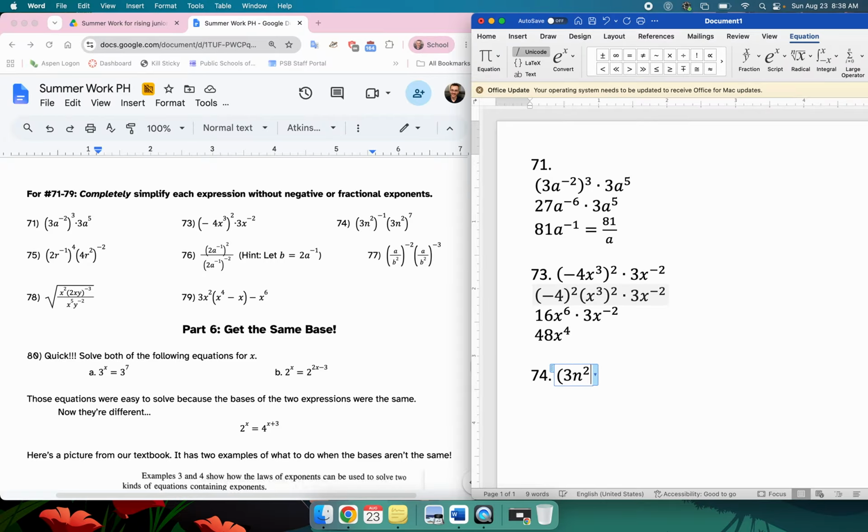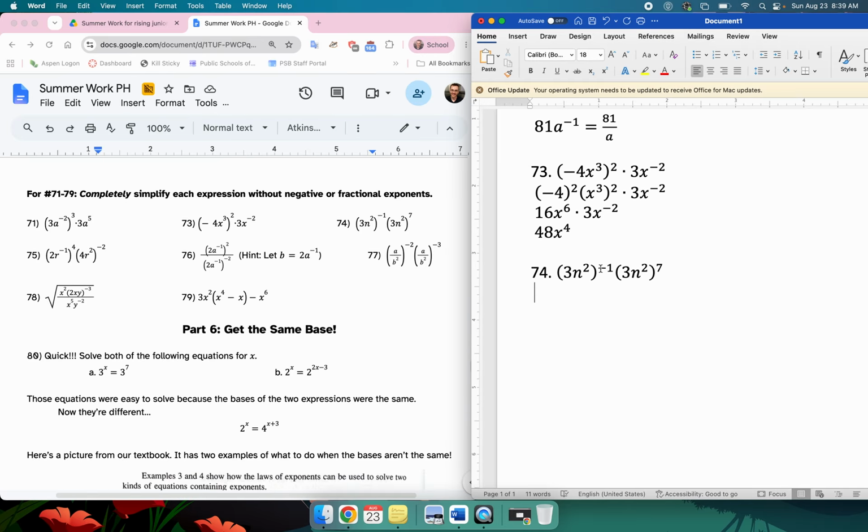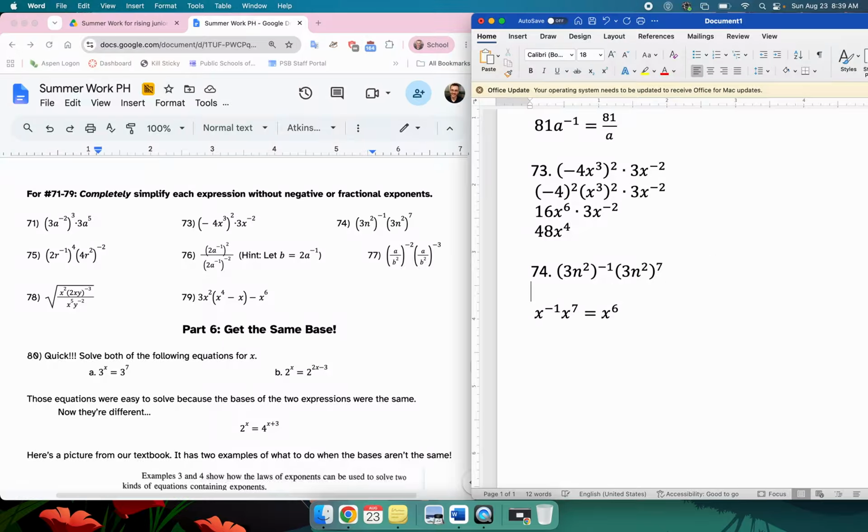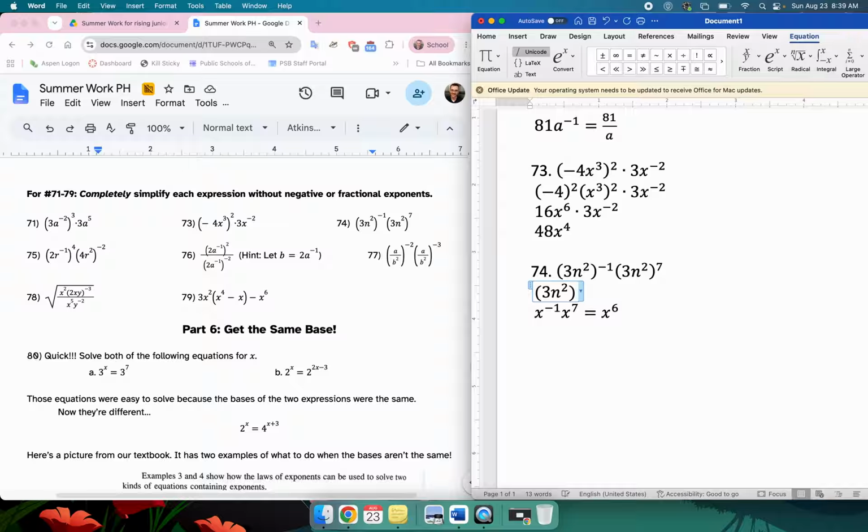74, we have (3n^2)^-1 times (3n^2)^7. There's a couple ways you could do this. You could distribute this negative 1 to these two things here, and then distribute the 7 to these two things here. You can do that, but what I'm noticing is that this guy, 3n squared, is exactly the same thing that appears right here. And you can take advantage of that to make this problem faster, because it's basically like x to the negative 1, x to the 7. I have something to the negative 1, something to the 7. If you had x to the negative 1 times x to the 7, that would be x to the 6th. Well, I don't have x, I have 3n squared, but it doesn't matter. You're just going to get 3n squared to the 6th.